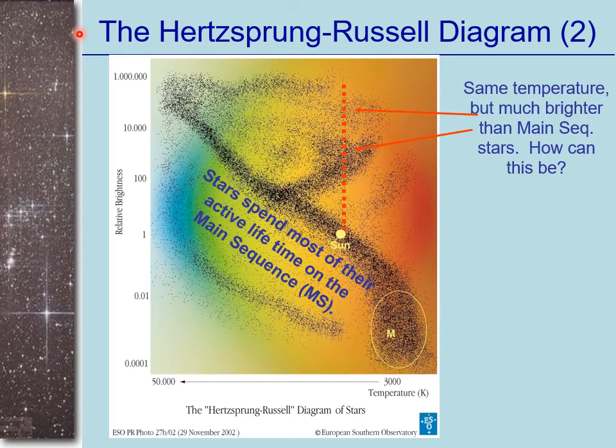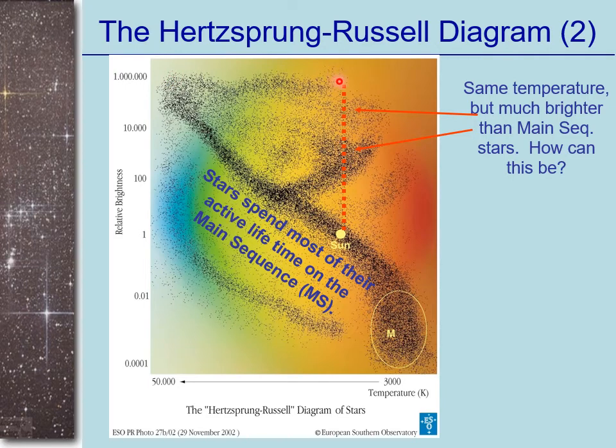So let's now look at some of the other features of the HR diagram other than just the main sequence here. Notice there's quite a large population of stars up here, and if we follow this dotted line here, remember that this dotted line lines up with our sun, meaning any star that falls on this dotted line has the same temperature as our sun. However, some of these stars here are 100 times brighter than our sun. These stars here are 10,000 times brighter than our sun, and the stars way at the top here are 1,000,000 times brighter than our sun.